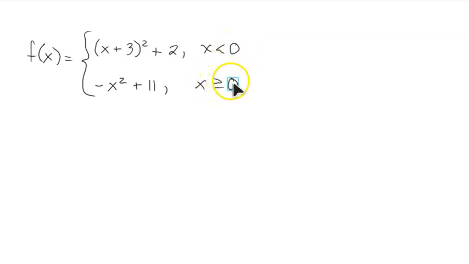The domain of this piece is all values of x larger than or equal to 0, and because it's equal to 0 and this one's less than 0, the domain of this piecewise function is negative infinity to positive infinity. Now we just need to see if the two pieces match up where x equals 0. So we're going to plug 0 in here for x.